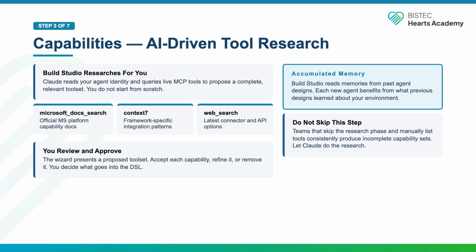It takes your agent identity from step 2, reads the 3 MCP tools available to it, Microsoft Docs search for official Microsoft platform documentation, Context 7 for framework-specific integration patterns, and Web Search for the latest connector and API options, and proposes a complete, relevant toolset for your use case.